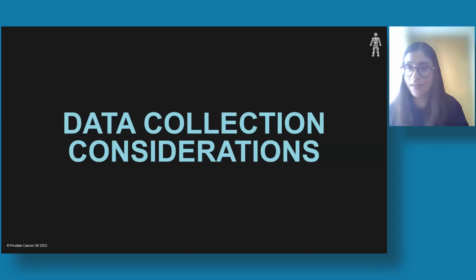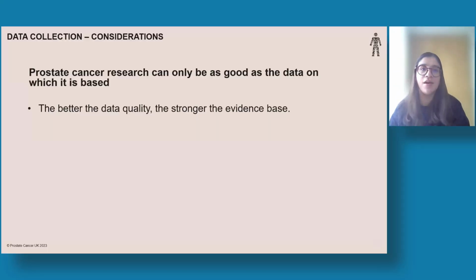I want to finish with a few data collection considerations that we should all remember when it comes to reporting data or working with real-world data. The first one is that prostate cancer research can only be as good as the data on which it's based. If the data is bad, your research is going to be bad. And the better the data quality, the stronger the evidence base that we can generate, the more answers that we can give to men, and the better outcomes in general that men with prostate cancer will have. But data collection starts from the moment that a patient goes into a hospital. And that's why it's so important to ask things such as gender and ethnicity to ensure that these are collected and then translated into research.